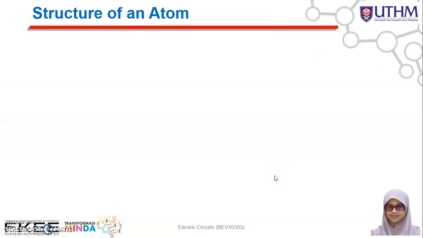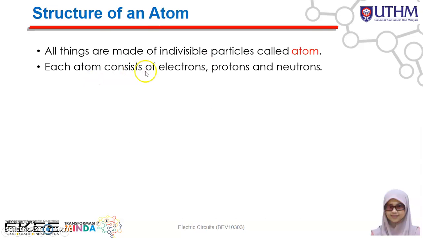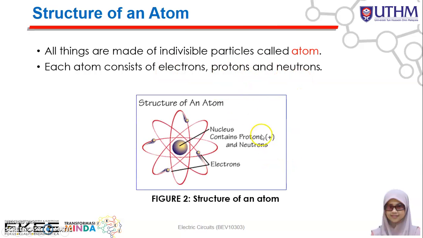Alright, so first of all, we need to know the structure of an atom. As you might know, all things are made of indivisible particles, which we call atoms. Inside our body we also have atoms. Any material in the world is made of atoms. Each atom consists of electrons, protons, and neutrons. Basically, this is the structure of an atom.